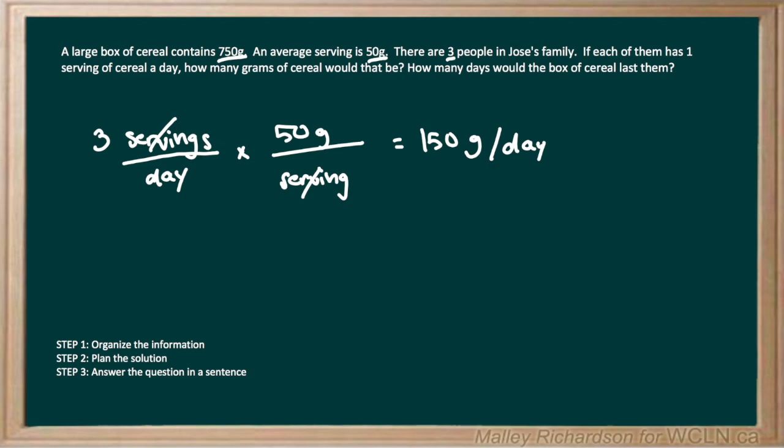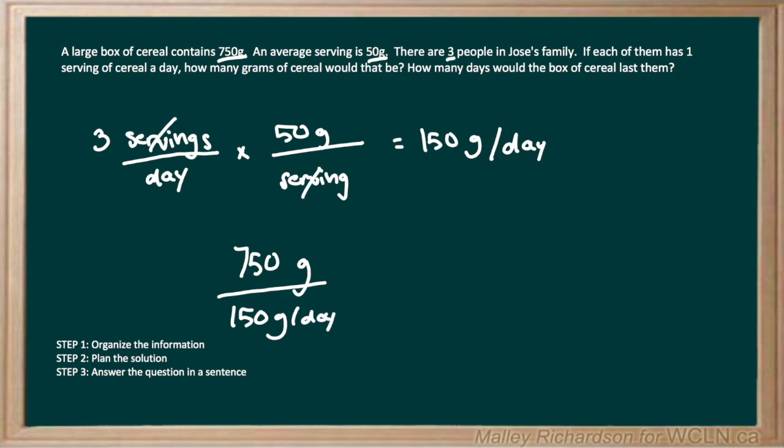How many days would the box of cereal last them? So we know that there are 750 grams of cereal per box. So let's write that out as 750 grams of cereal. Now we are going to divide that by the answer that we just solved for above. So now we divide that by 150 grams per day.